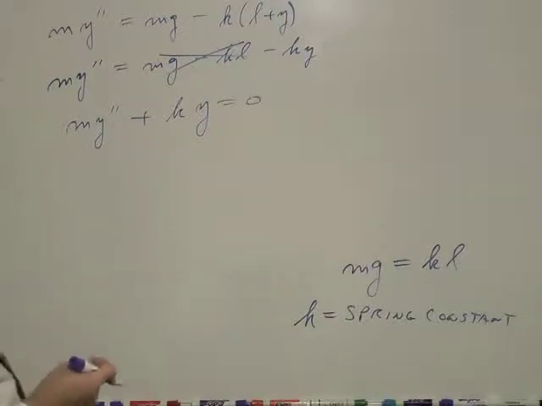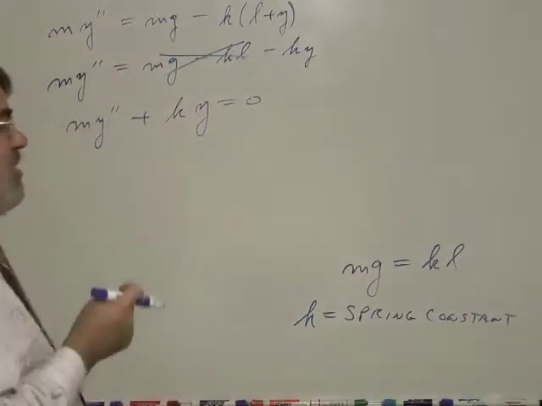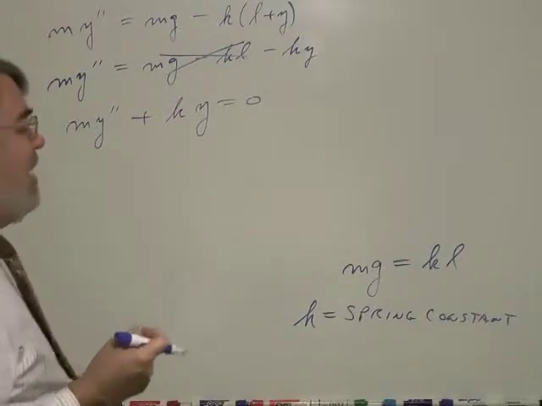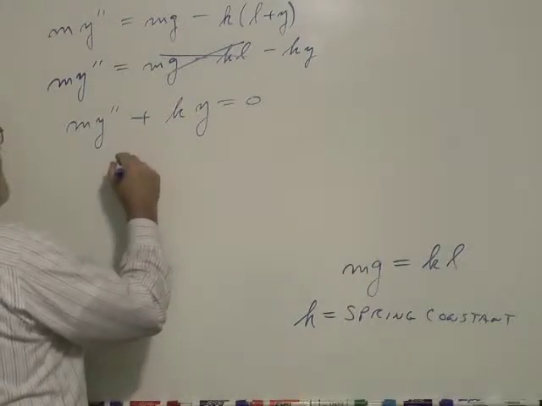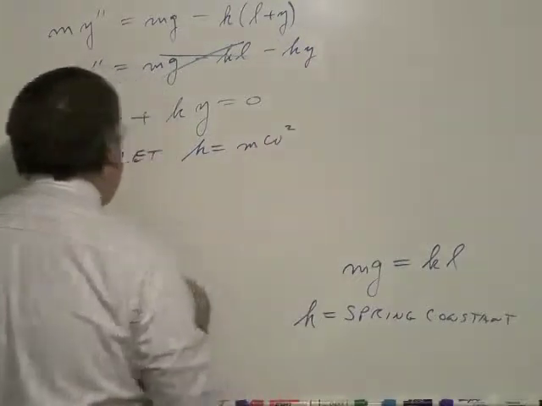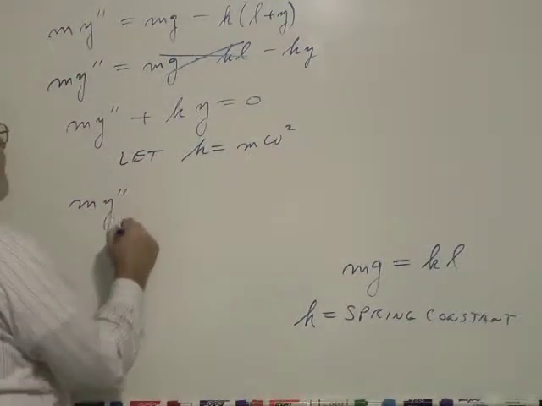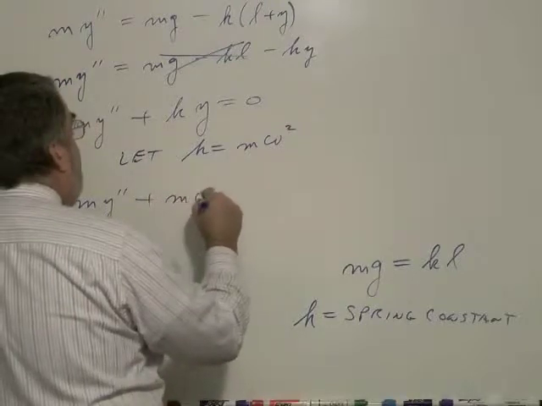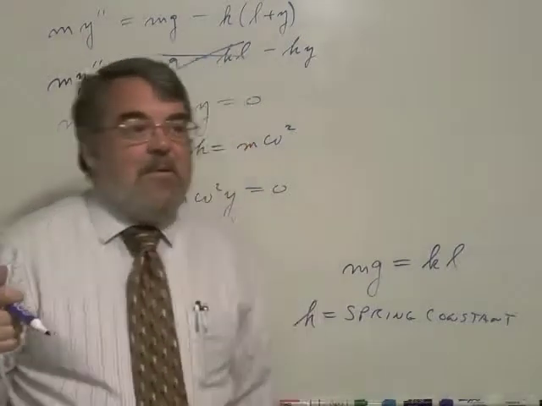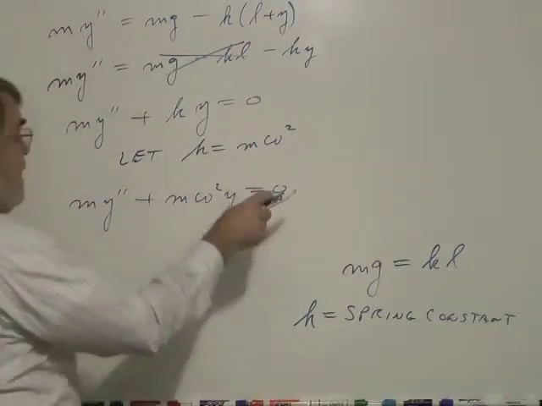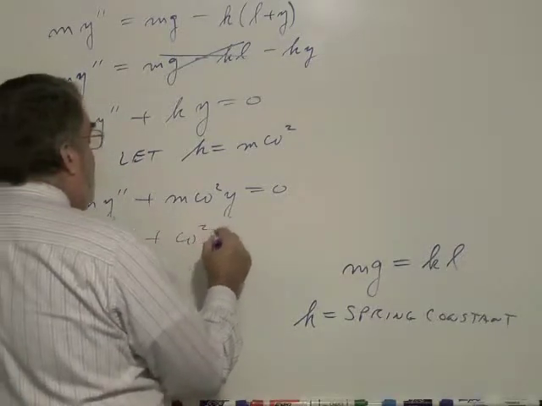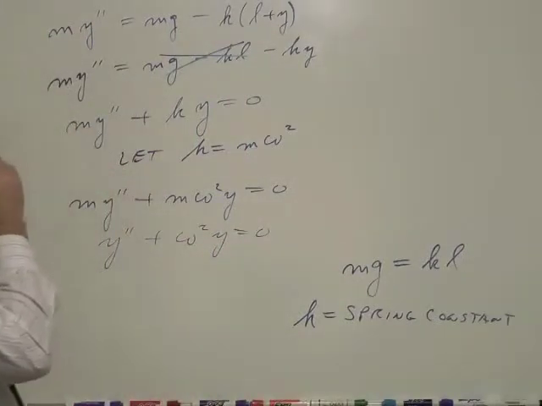Alright, now for a reason that will become apparent in a moment, I want to rename k as mass times omega squared. So I'm going to let k equal m omega squared. This gives us my double prime plus m omega squared y equals 0. Now that turns out to be very convenient for us. For one thing, we can divide mass out. Y double prime plus omega squared y equals 0.